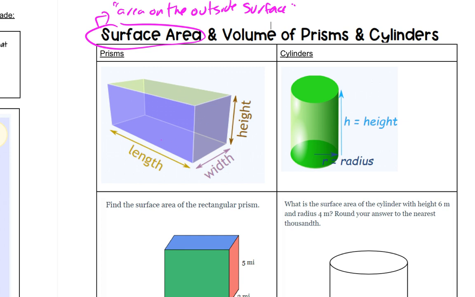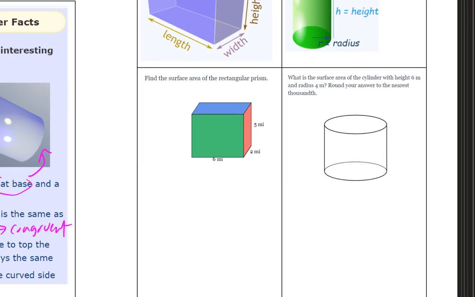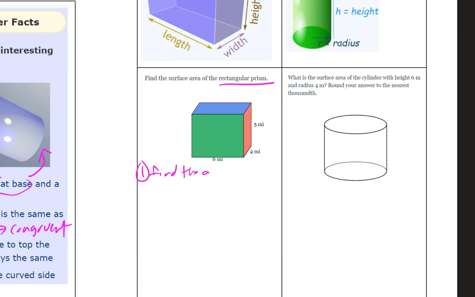Okay, so on a prism, let's start with that first. So we can say that's the length, that would be the width, and then we have the height. Okay, so keep that in mind. Here's how we find the surface area of a rectangular prism. We talked about how to find the area of a rectangle. So here are the steps we're going to do. There are 6 sides. What we're going to do is first find the area of the top and bottom.